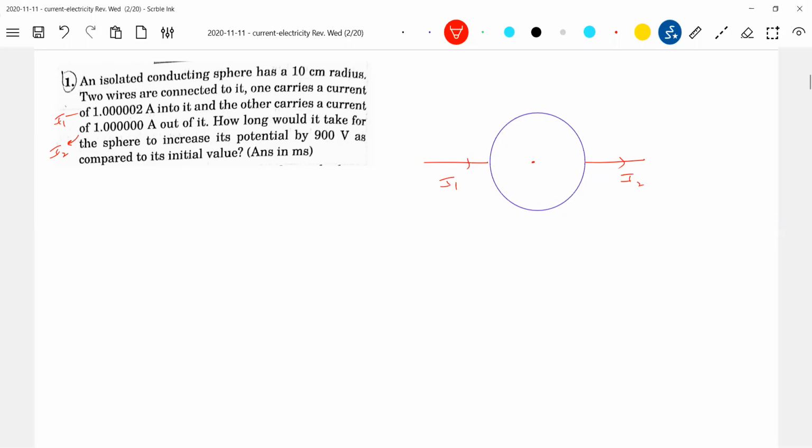So this is a sphere of radius r, 0.1 meter. So how much time will it take for it to acquire that much potential? V equal to KQ by R directly. So this Q is equal to VR by K.